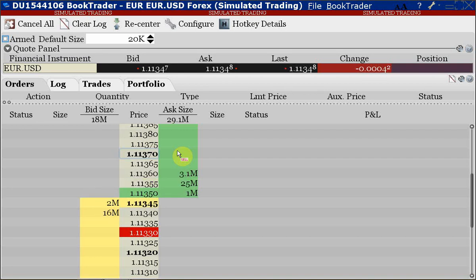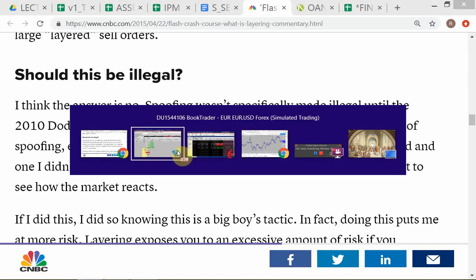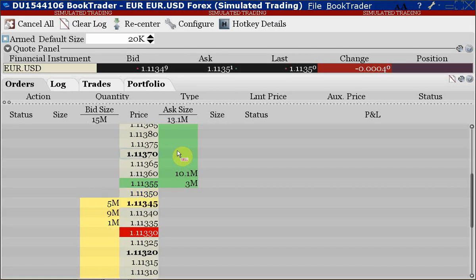If you see, that observation actually goes to the heart of this policy debate: should this be illegal? You should understand this debate also. Now everybody understands what spoofing is. Is everyone clear about that?